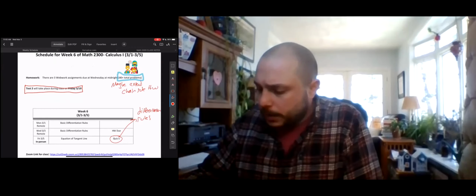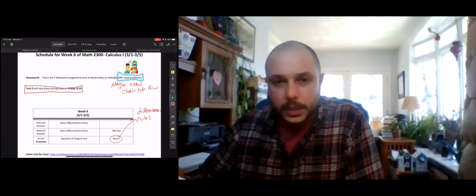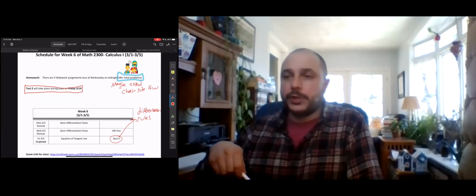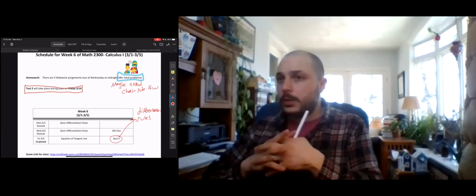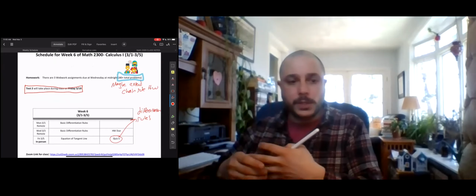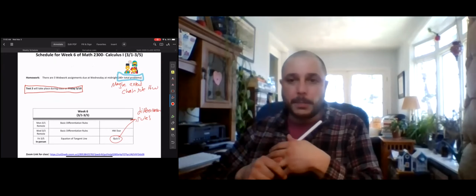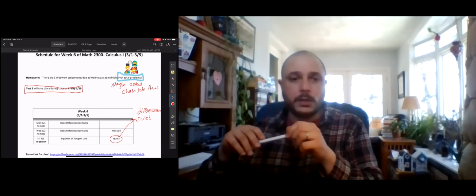And then we've got our quiz. We've got our normal quiz on Friday, and it's going to be on this stuff, on these differentiation rules, very similar to the homework. So when you're doing that homework, do a nice job, take good notes, write your solutions down in detail. I may even pull one right from the homework, and you'll do well.